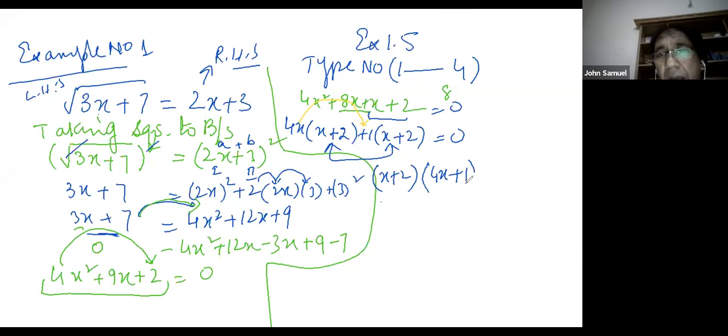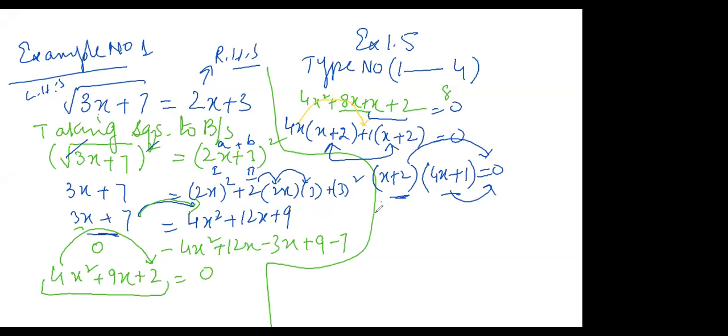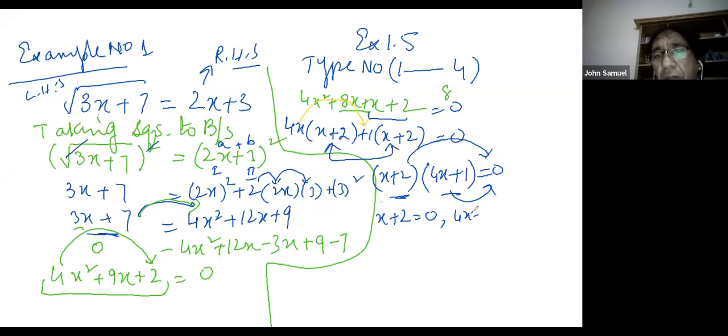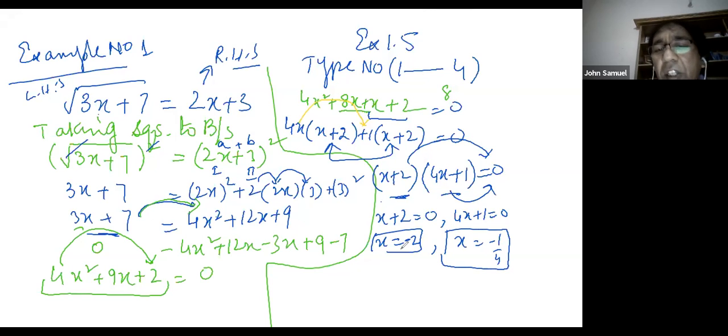4x plus 1 is equal to 0. Both factors are equal to 0. So we will solve it accordingly: x plus 2 is equal to 0, and similarly 4x plus 1 is equal to 0. You know that x is equal to minus 2. And here x is equal to, we will take this side minus 1 and divide by 4. Hope you got it. So in the end we got 2 roots: x is equal to minus 2 and x is equal to minus 1 over 4.